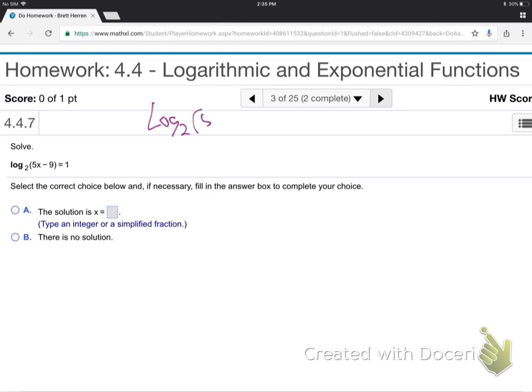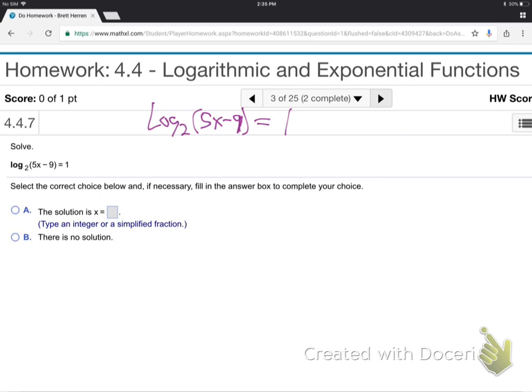Log base 2 of 5x minus 9 equals 1. Okay, I think on Tuesday we talked about losing a log. What happens when you cancel a log? Base stays the base, other two switch? Did we say that? Converting? I think we talked about that, right?